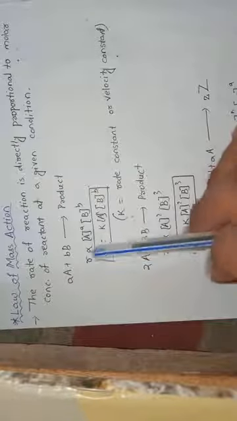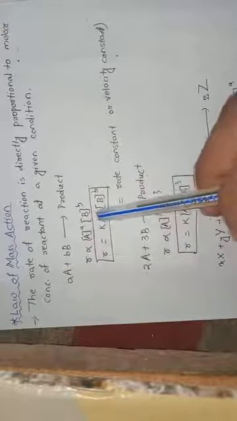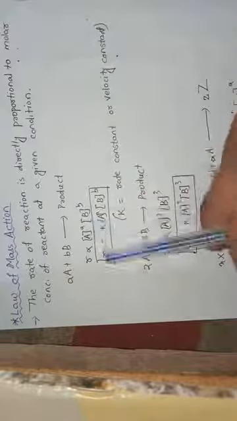Let's consider an equation. Capital A is the molar concentration of A and capital B is the molar concentration of B, where small a and small b are the coefficients. A plus B gives product. According to the law, the rate of reaction R is directly proportional to the concentration of A to the power a, and the concentration of B to the power b. Let us take a rate constant known as K. So R is equal to K into [A]^a [B]^b, where K is a rate constant or velocity constant.